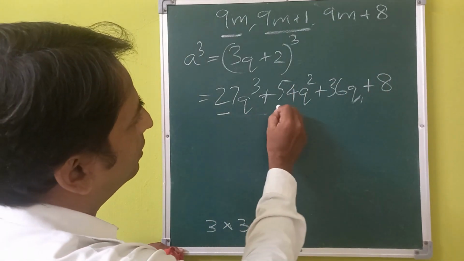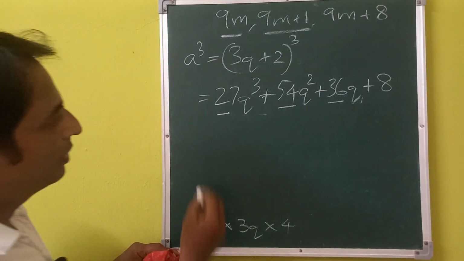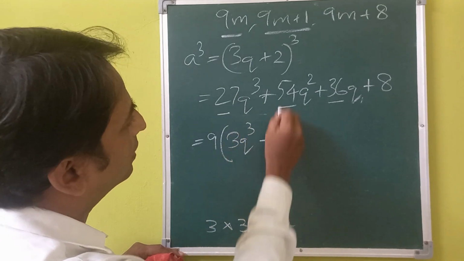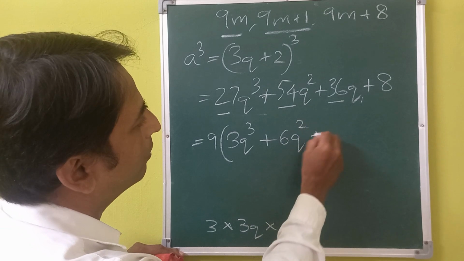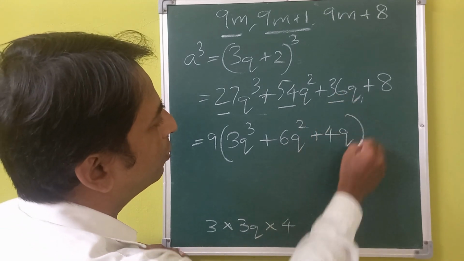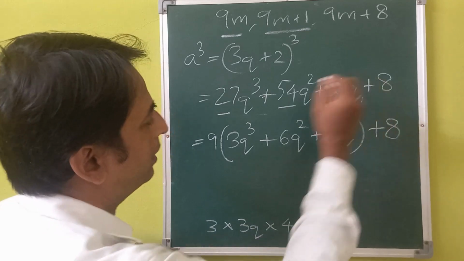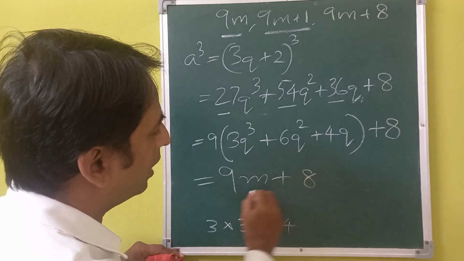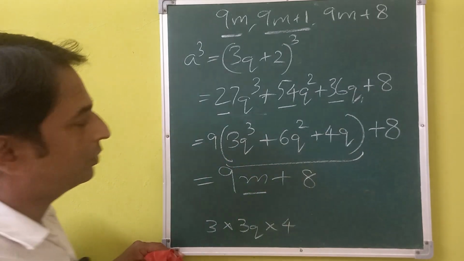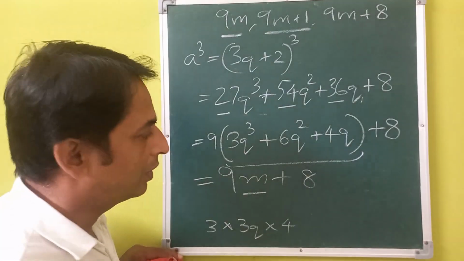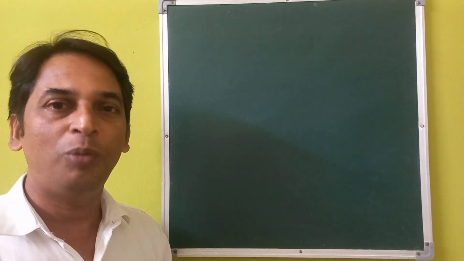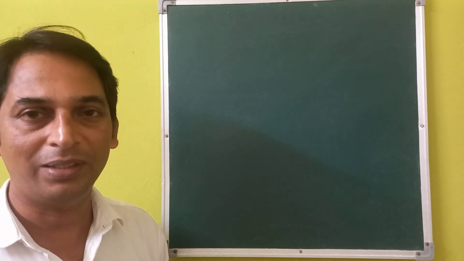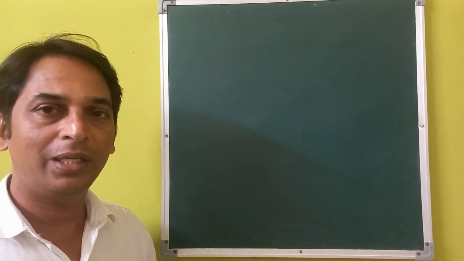We can see that these numbers are multiples of 9. So we can take 9 out. So here we will get 3q cube plus 6q square plus 4q, bracket close, then plus 8. So we can write it as 9m plus 8, where m is equal to 3q cube plus 6q square plus 4q. In this way, we have expressed the cube of every positive integer in the form of 9m, 9m plus 1 or 9m plus 8. Watch the video multiple times to get a clear understanding.